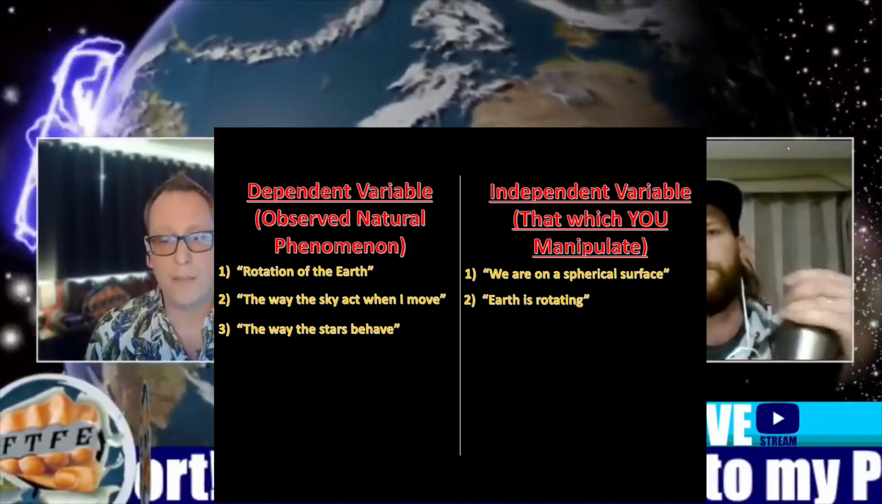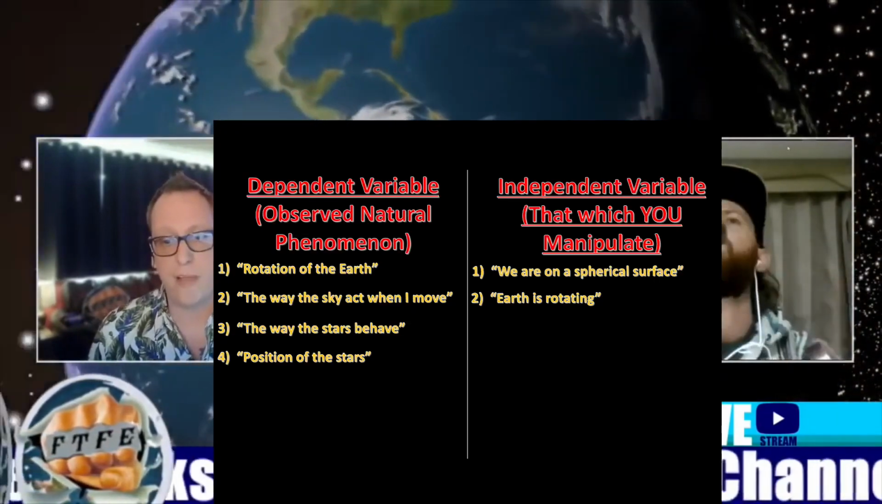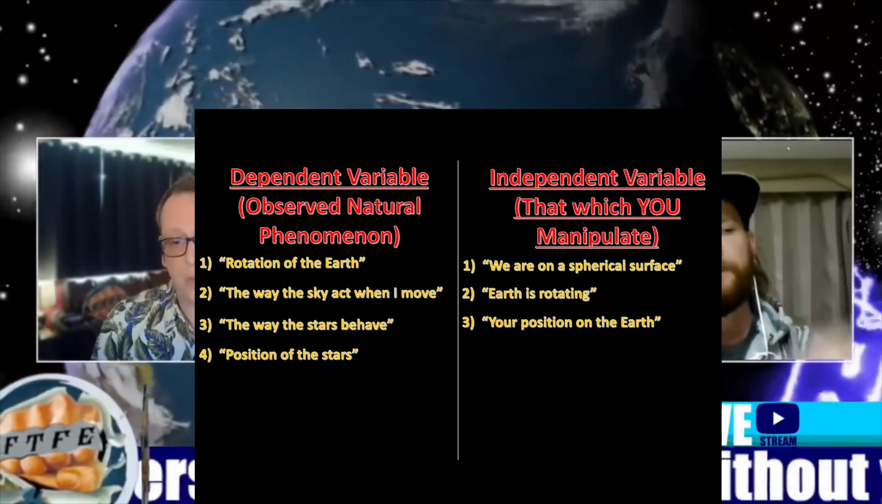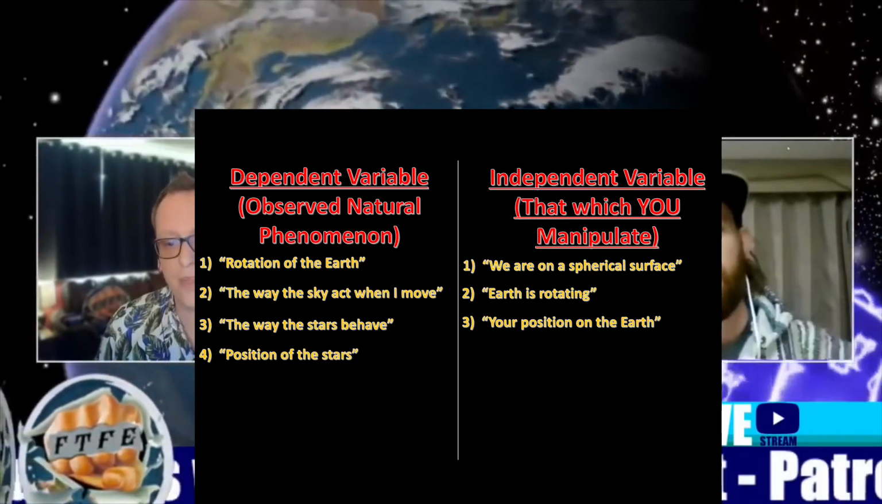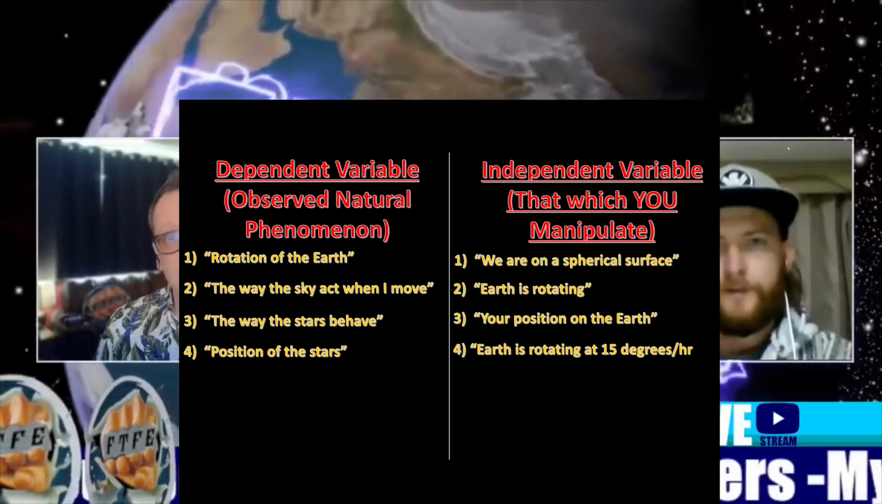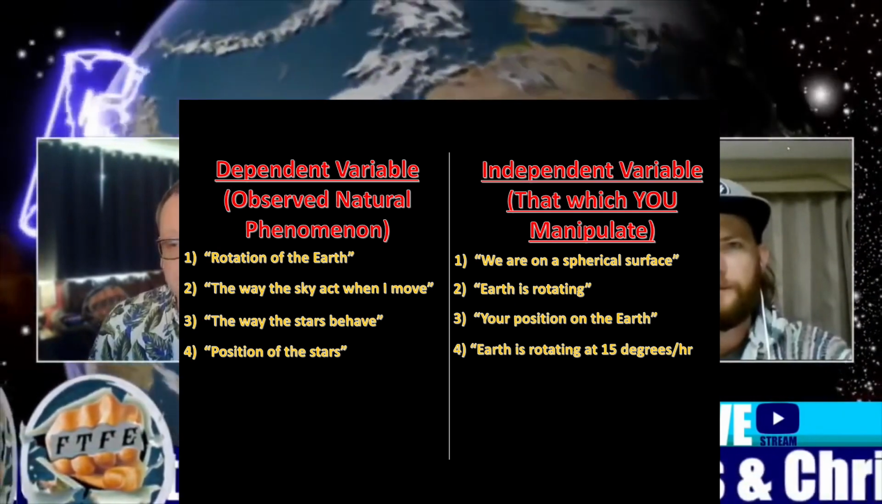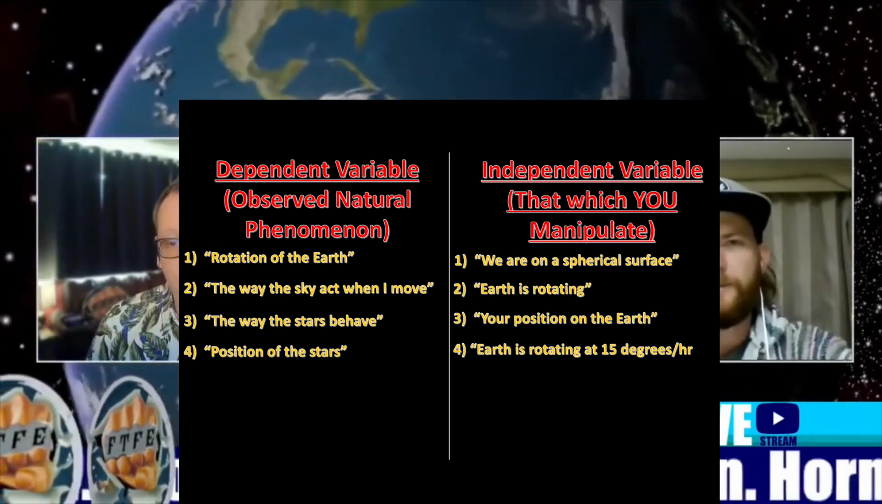You can have a dependent variable of the position of the stars, an independent variable of your position on the Earth, to actually make that basic observation, and you can make some predictions based on that. So if the Earth is rotating at the 15 degrees per hour that my hypothesis would suggest, then, sorry, yeah.